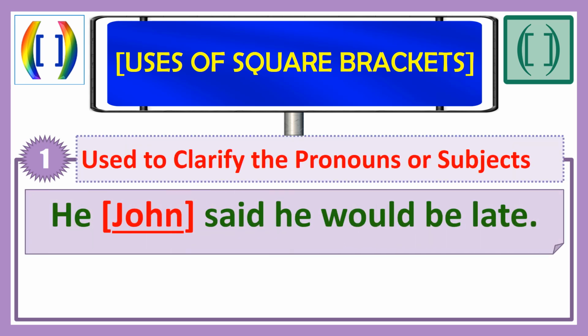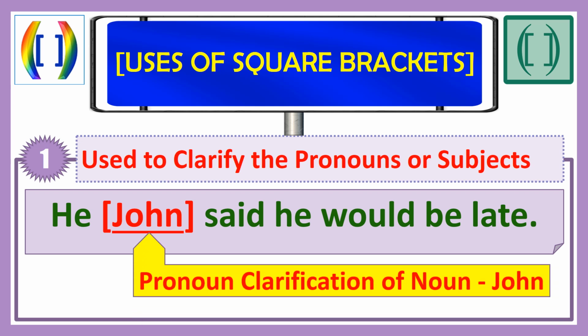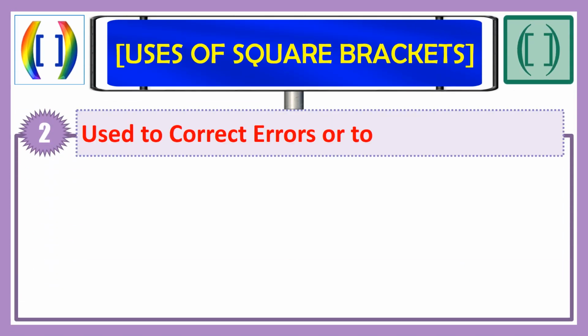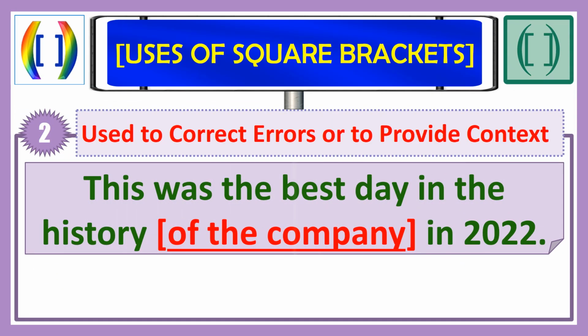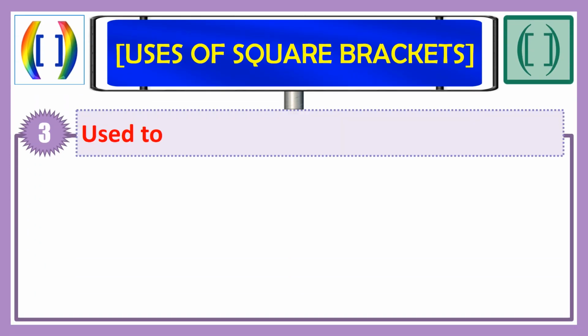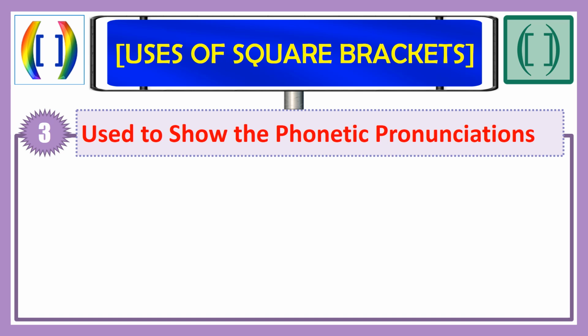Consider this example. Here, the enclosed information John clarifies the pronoun he. Second, to correct errors or provide context. Consider this example. Here, the enclosed information of the company provides context to the phrase the best day in the history. Third, to show phonetic pronunciations.